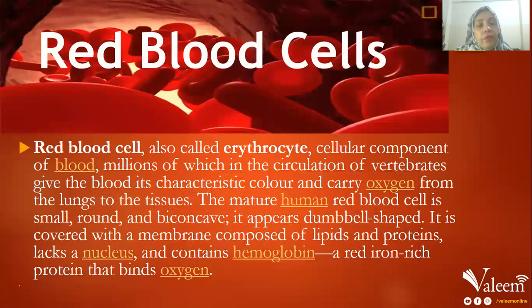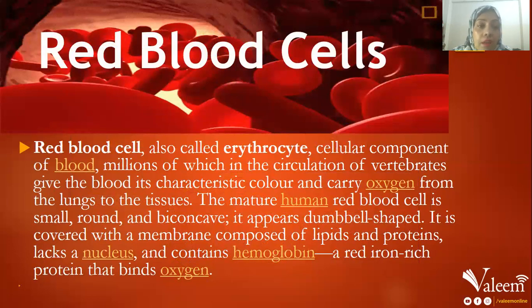Now, first of all, we will discuss the red blood cells. What are red blood cells? The red blood cell is also called an erythrocyte. This is the cellular component of the blood, and millions of them in the circulation of vertebrates give the blood its characteristic color and carry oxygen from the lungs to the tissues.